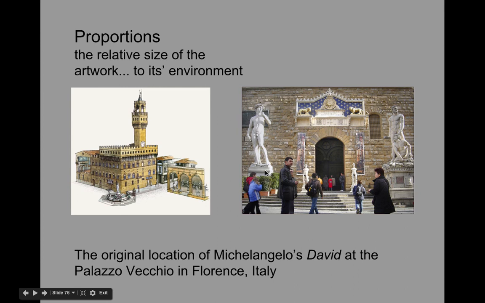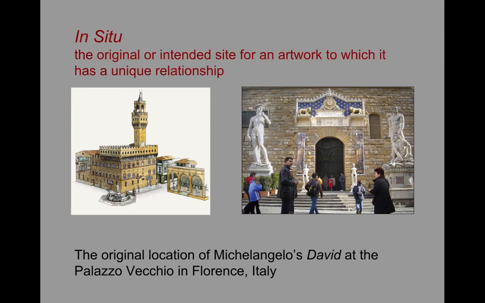So he wanted it to be large, to be noticed in front of this building, and also to kind of compete with the other sculptures around it. So knowing the original environment of a work can be really significant.